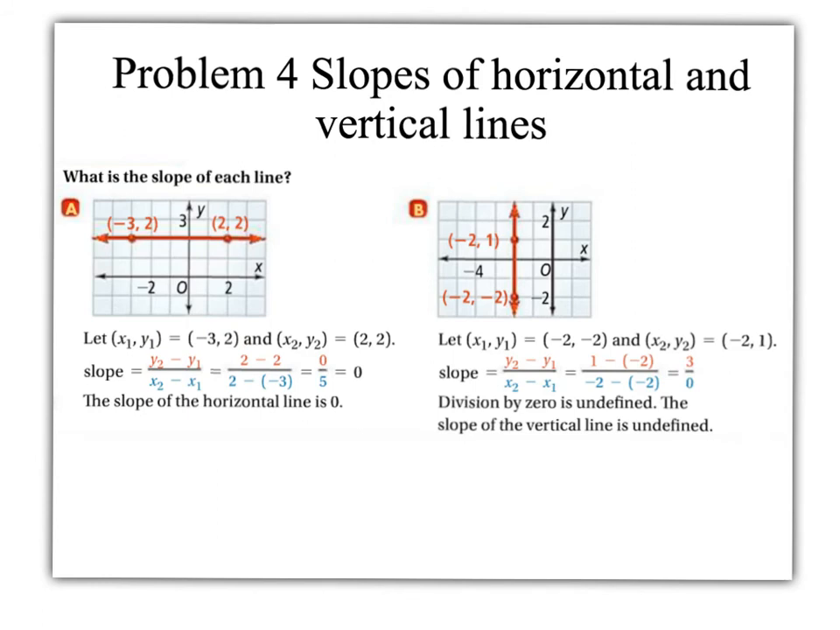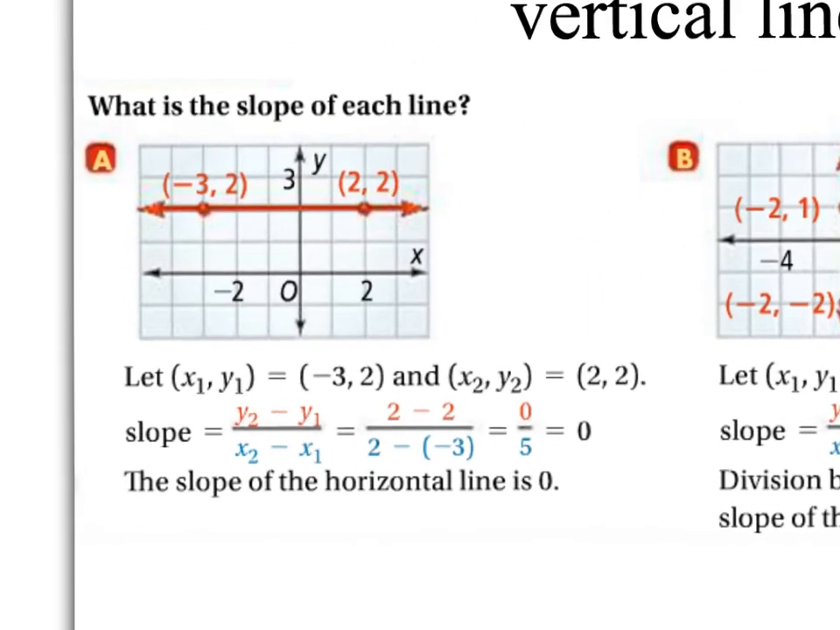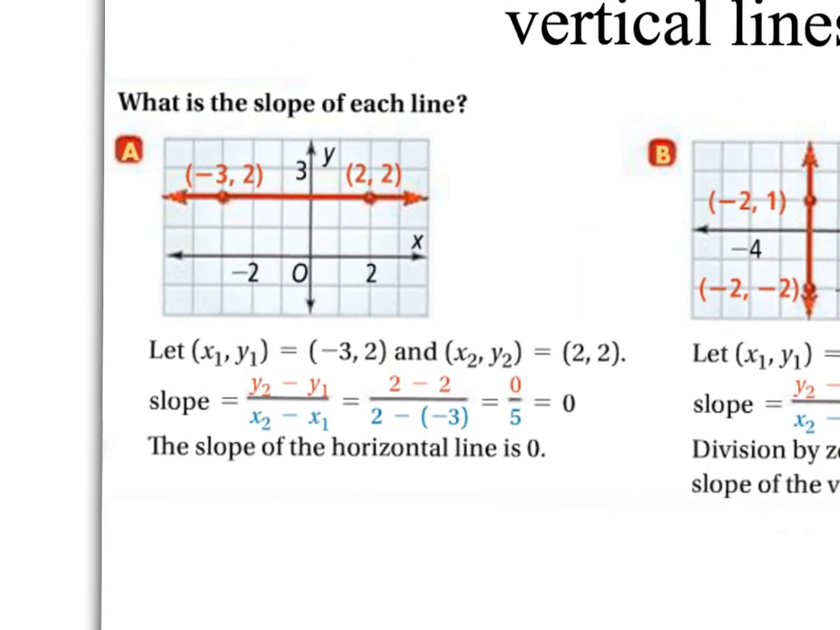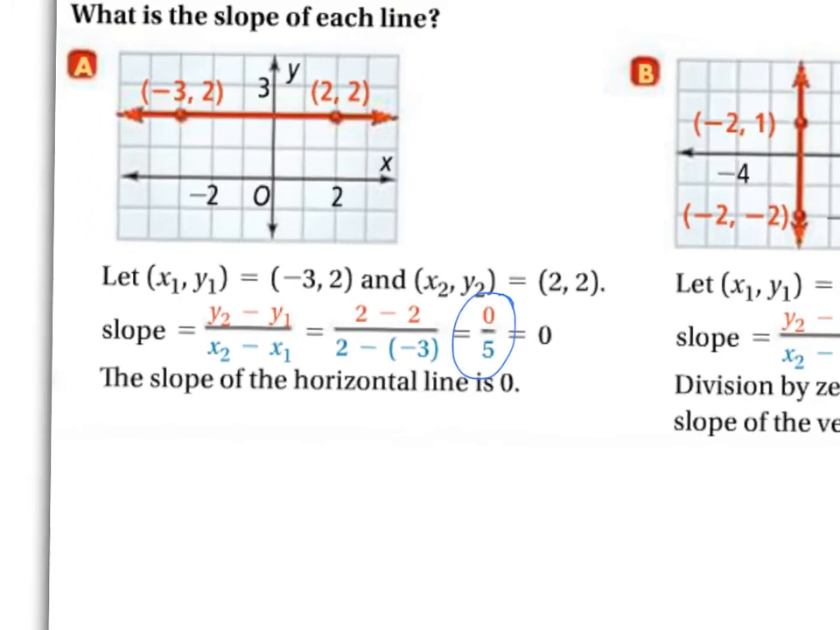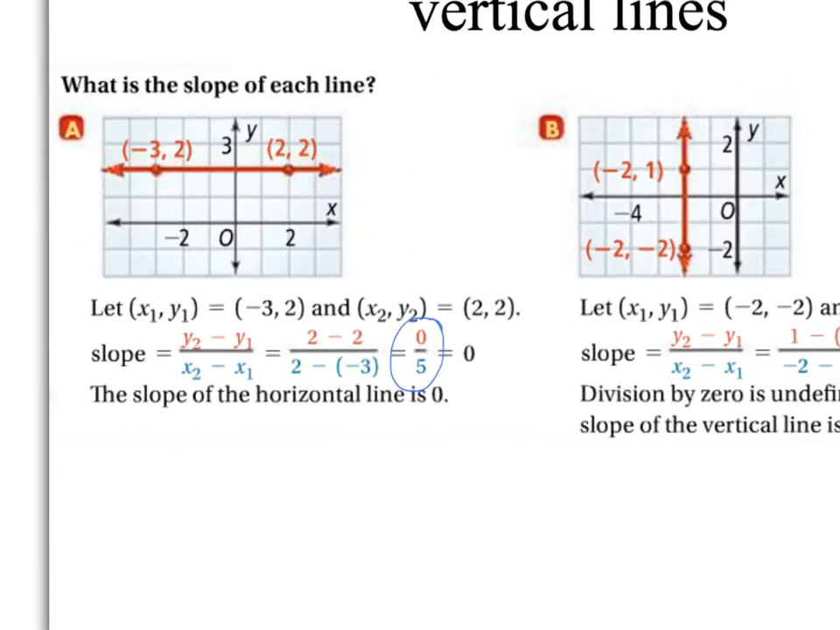Okay, two last pieces. We use those formulas for all of them, but there are special cases. If you have this red line right here, obviously the slope is 0. It's a flat line. When you plug in the ordered pairs, we can skip ahead, and you get something like 0 divided by 5. Well, 0 divided by anything is 0. So anytime you have a horizontal line, you should be able to look at it and say that the slope is 0 because it's flat.